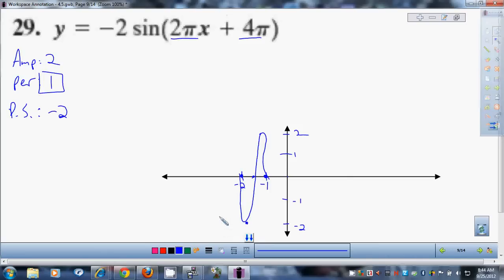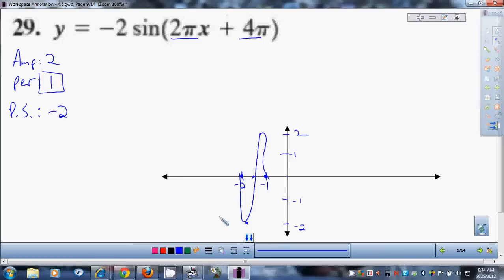It can be that quick if you embrace these subtle tricks. The negative made me go down instead of up. I go to 2 and negative 2 because of my amplitude. I shifted left 2 because of my phase shift. In my period, I knew I was making one whole revolution in 1 unit. Let's say that had been a 2 pi. So I would come out 2 pi, or well, this would be pi if it was a period of pi, but I would go up that far and make my dot.